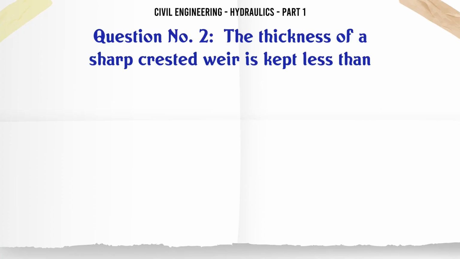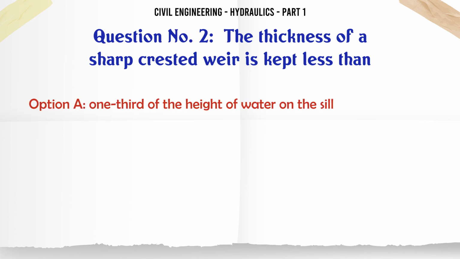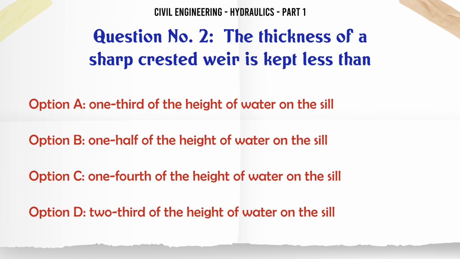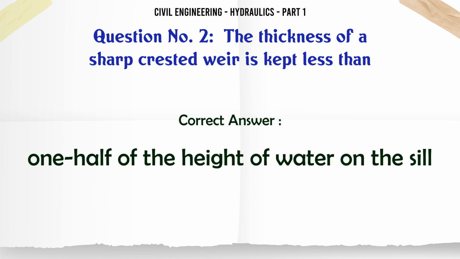The thickness of a sharp-crested weir is kept less than: A. 1/3 of the height of water on the sill, B. 1/2 of the height of water on the sill, C. 1/4 of the height of water on the sill, D. 2/3 of the height of water on the sill. The correct answer is 1/2 of the height of water on the sill.